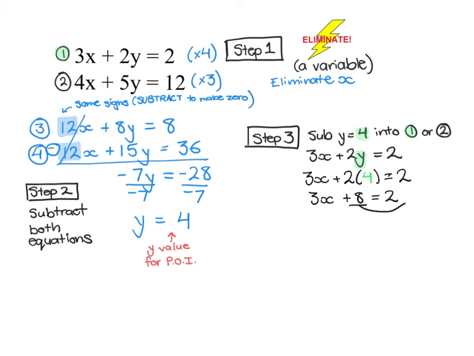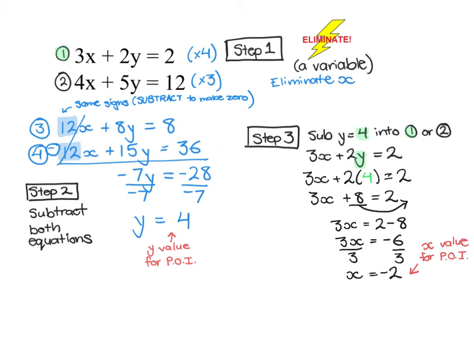Now I'm going to move the 8 to the other side. So again, leave the 3x, leave the equal sign and the 2, and the positive 8 becomes negative 8. So really 3x is equal to negative 6. Now let's get rid of the 3 attached to the x, divide both sides by 3, and x is equal to negative 2. So this is our x value for the point of intersection.